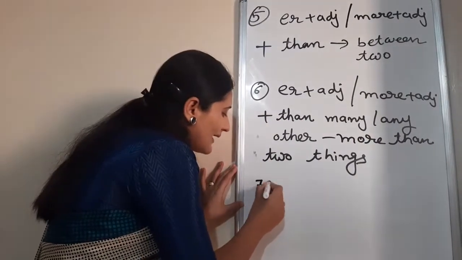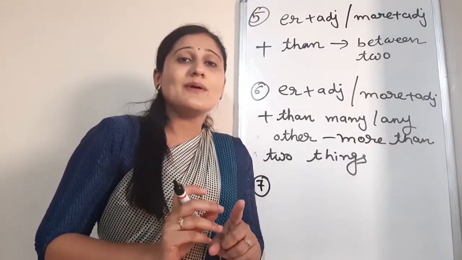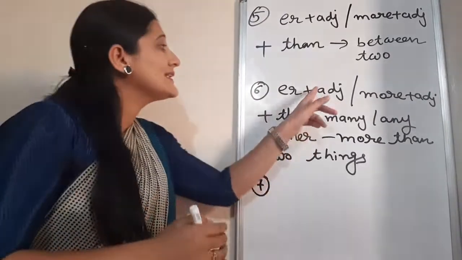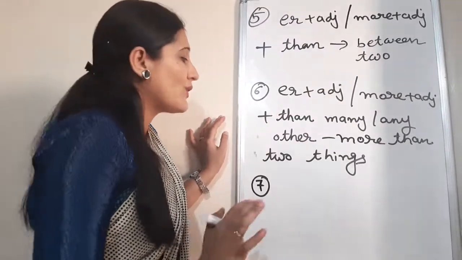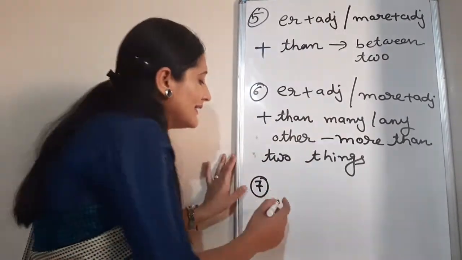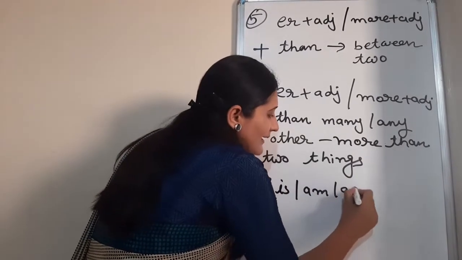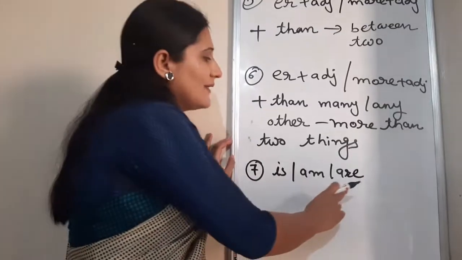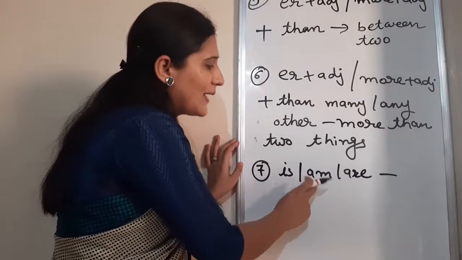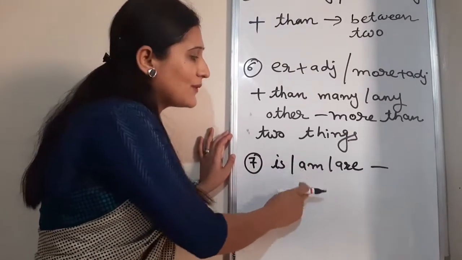And the seventh and last rule. I am talking about the first method. Do you remember in a previous video I told you four methods from which degree to which degree? This is the first method and the first rules of how to convert from positive degree to comparative degree, right? The seventh rule is, just imagine is, am, are given as a verb, then we were writing is not, am not, are not, because if positive, we will turn it into negative.